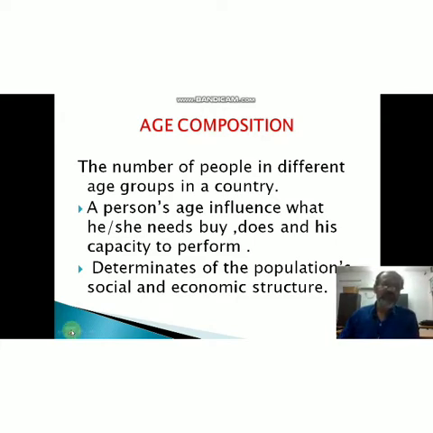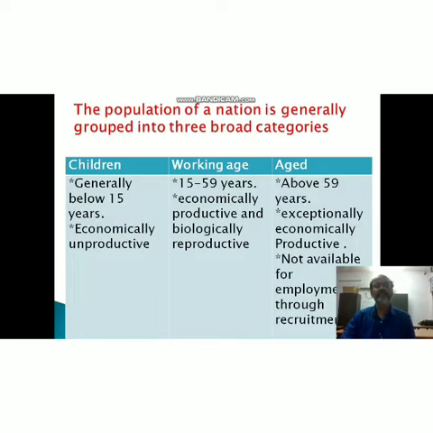Age composition is a determinant of the population's social and economic structure. The age has been divided into three categories. There are three categories. First one is children, working age, and aged people.